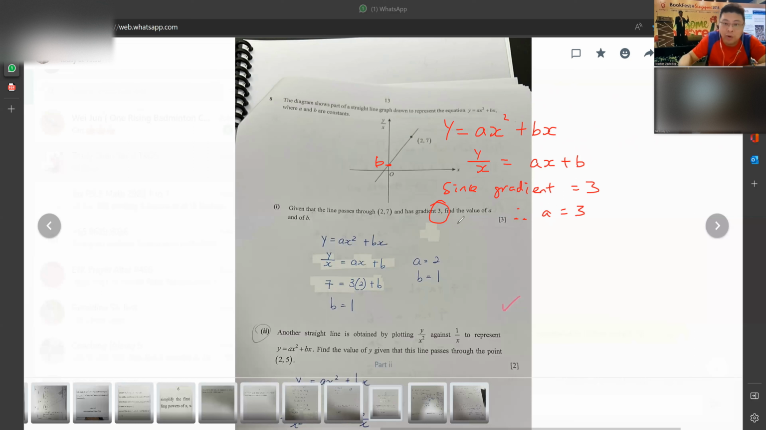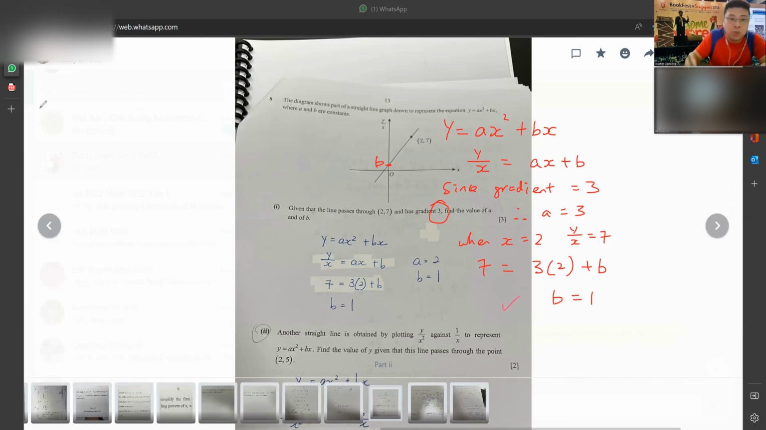Okay, then they say it passes through this point, 2, 7. That means when x is 2, y is 7. So sub in: 7 equals a, which is 3, times x, which is 2, plus b. So b equals 1. Okay, 3 times 2 is 6, 7 minus 6 is 1. So b is 1. So a is 3, b is 1.